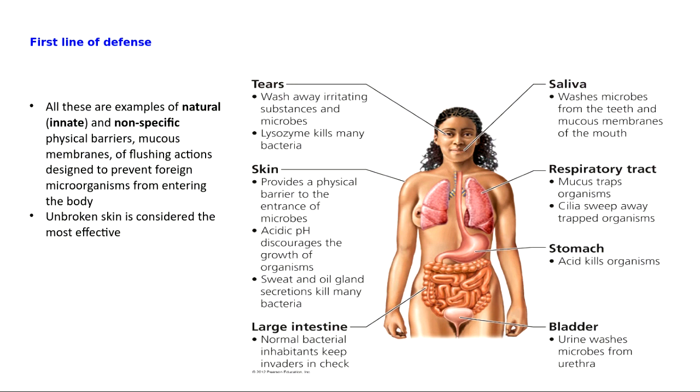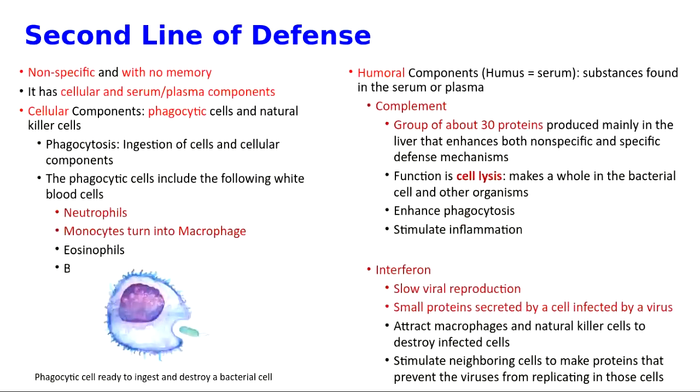The next slide is the second line of defense. And like I had mentioned, part of the second line of defense is the cellular components and the chemical or humoral components. Second line of defense, just like the first line of defense, is non-specific and it has no memory. The cells will always do their job, but they are not going to remember whether they had done that before or not. There are no memory cells here.